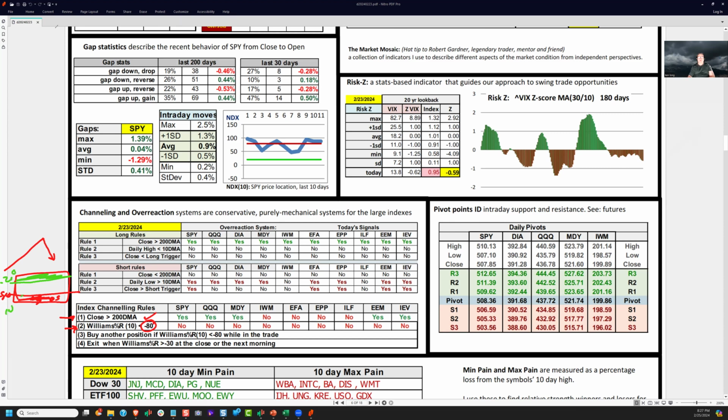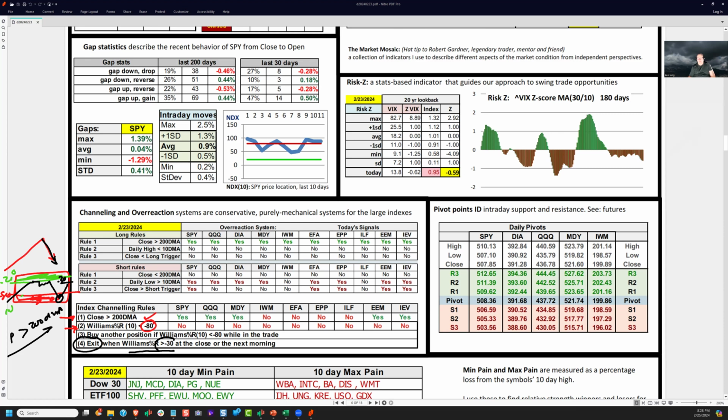So what we're looking for is price has been moving up, and then it has drifted down into oversold conditions. And price is greater than the 200-day moving average. When that happens, you buy tomorrow's open. And then you hold it until that same Williams percent R has now rolled back up to minus 30.